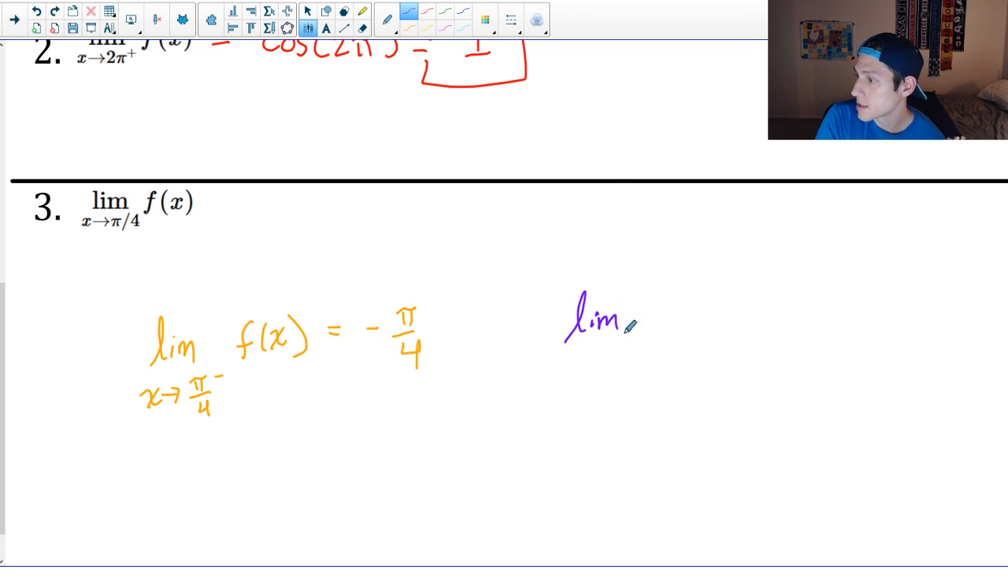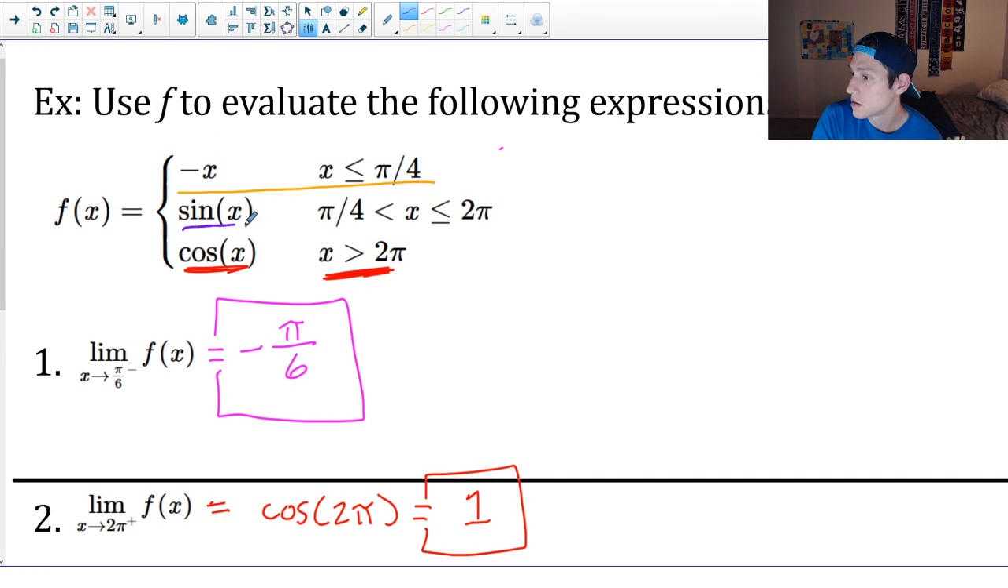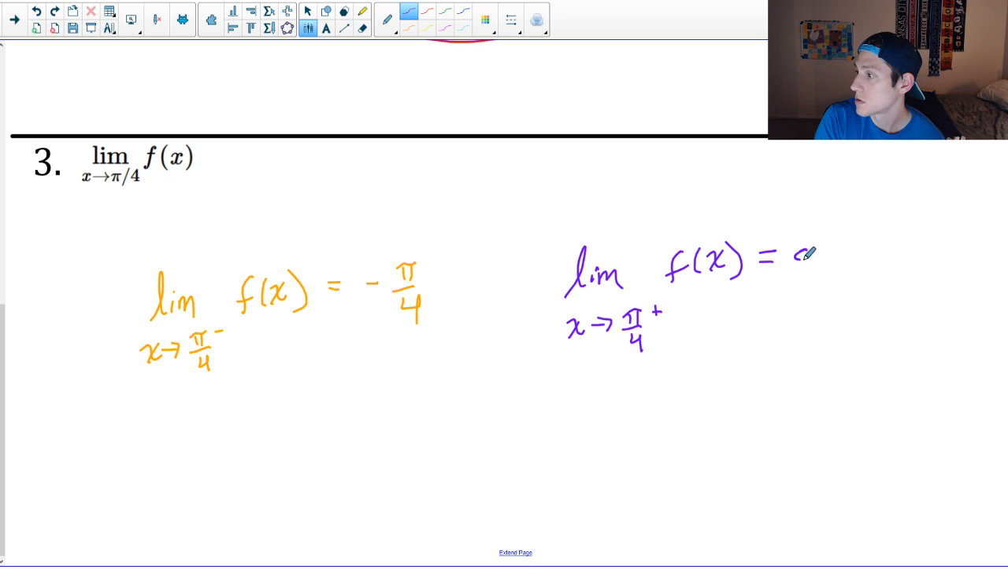And let's compare that to what happens if we take the right-hand limit. As x approaches pi over 4 from the right, as we plug in things that are slightly larger than pi over 4, we're going to use this middle equation. So that's sine of pi over 4. All right, unit circle time. What's sine of pi over 4?